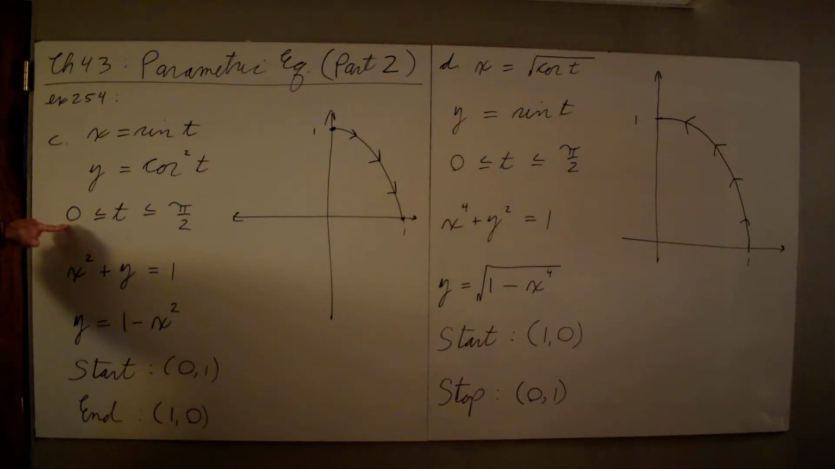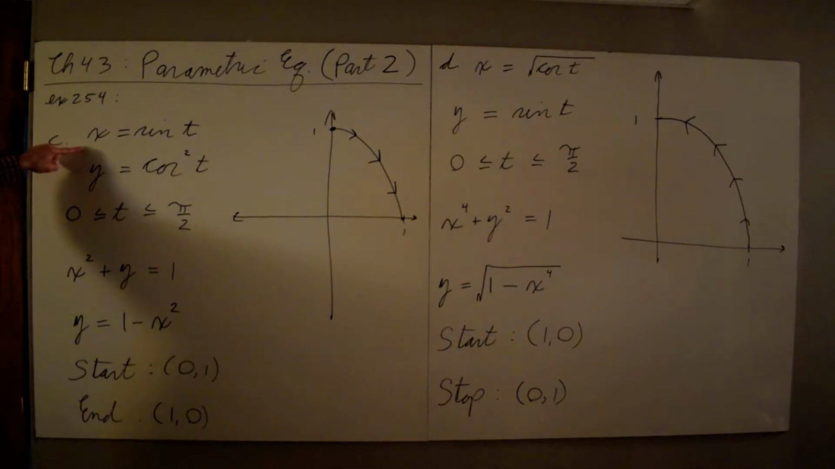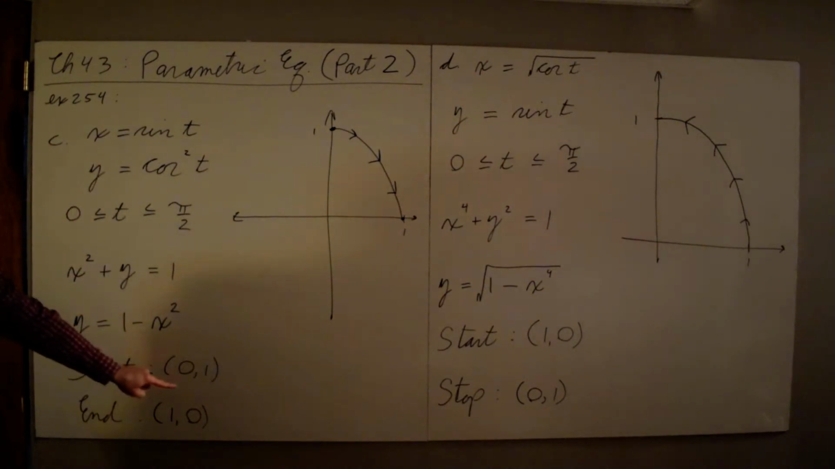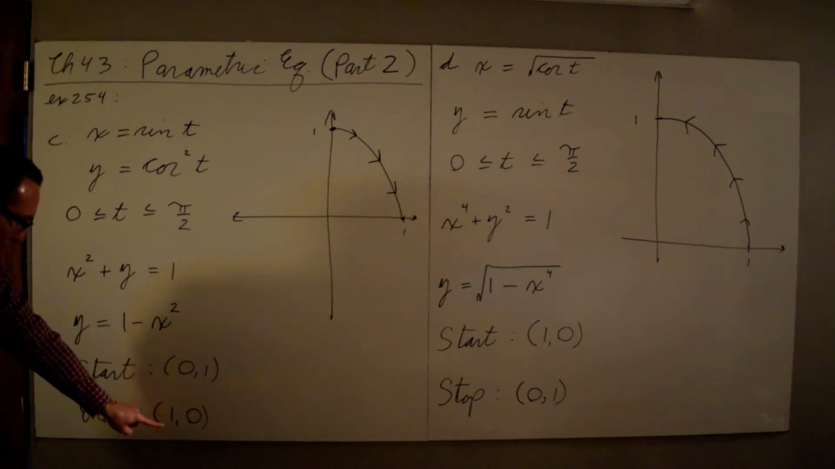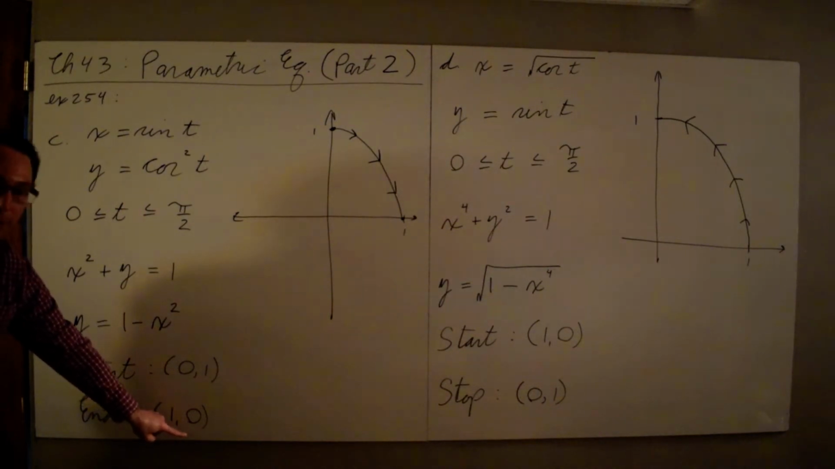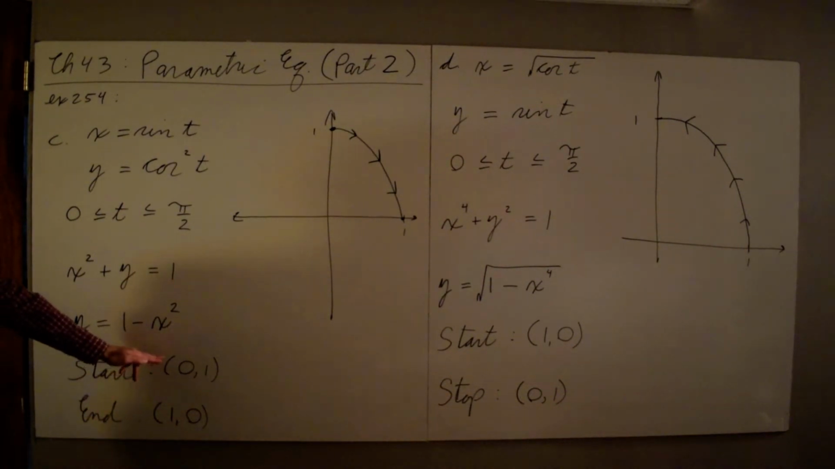When t is 0, x is 0, and y is 1, so our starting point is 0, 1. When t is pi over 2, x is 1, y is 0, so our end point, or our stopping point, is 1, 0. So we start at 0, 1, we end at 1, 0.